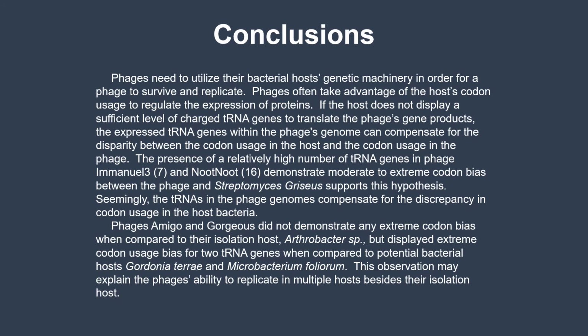The presence of a relatively high number of tRNA genes in phages Emmanuel 3 and Newt, which demonstrate moderate to extreme codon bias between the phage and Streptomyces griseus, supports this hypothesis. Seemingly, the tRNAs in the phage genomes compensate for a discrepancy in codon usage in the host bacteria. Phages Amigo and Gorgeous did not demonstrate any extreme codon bias when compared to their isolation host, but displayed extreme codon usage bias for 2 tRNA genes when compared to potential bacterial hosts, Gordonia and Mycobacterium. This observation may explain the phage's ability to replicate in multiple hosts despite their isolation host.